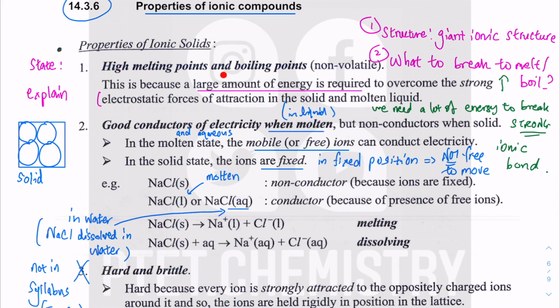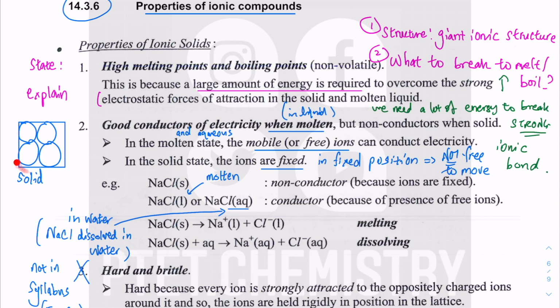Just to recap, two properties: describe and explain. Describe high melting and boiling point. If you have giant ionic structure, there's basically ionic bond, strong ionic bonds they need to break due to this structure. They can conduct electricity when molten and also when aqueous. Aqueous means dissolved in water. Molten means simply in the liquid state.